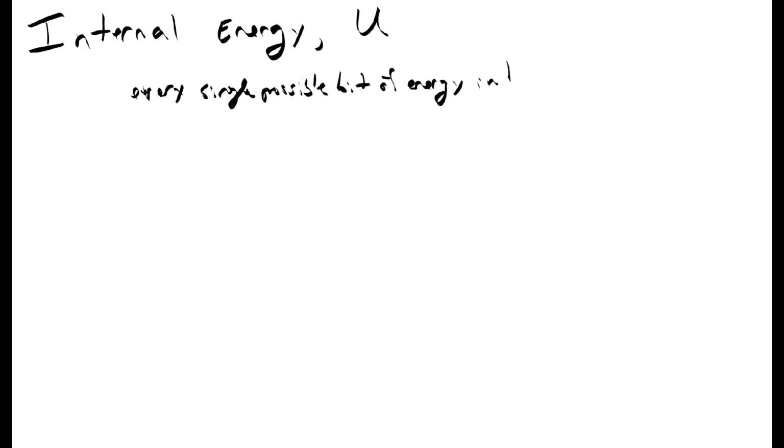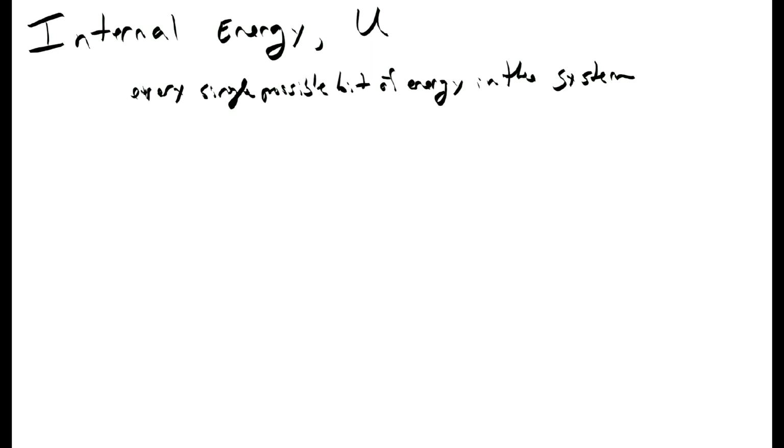So having discussed path and state functions, let's talk about internal energy, which we symbolize with the capital letter U. Okay. The internal energy of a system is every single possible bit of energy in the system. Okay. So we're talking thermal energy, non-random kinetic energy, chemical potential, electrical potential, every single bit of energy inside of a system. And that is U, the internal energy.